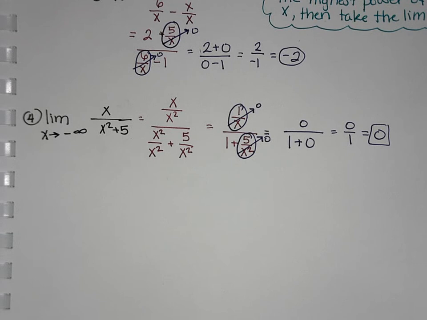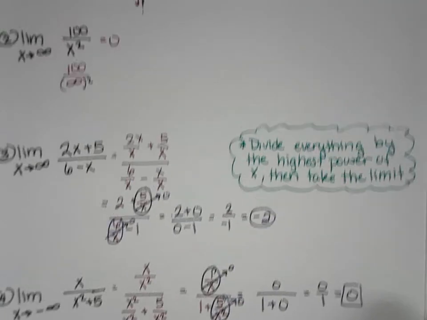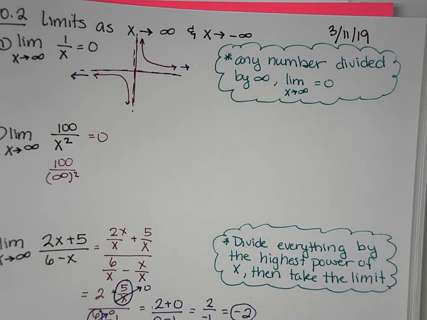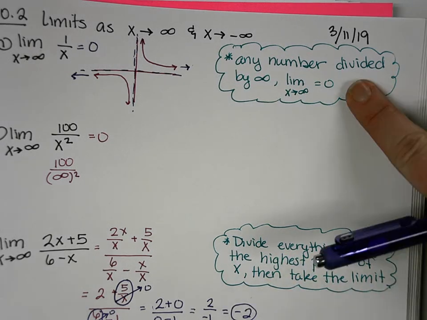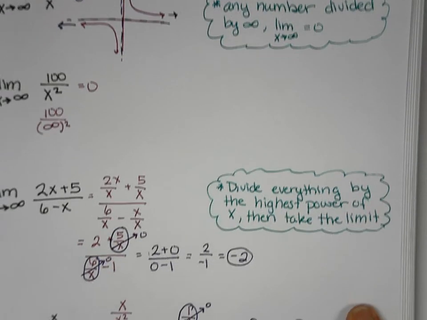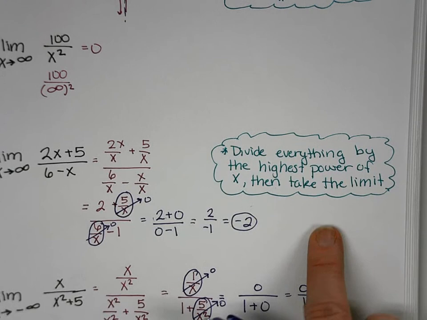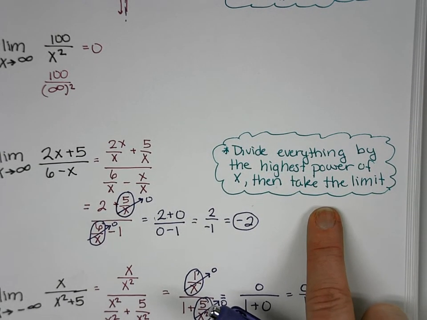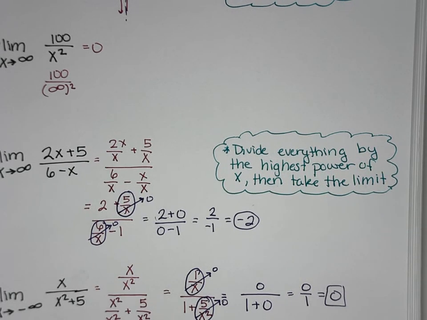So for right now, though, we're just going to stick with these two main ideas, that anytime we have a number divided by infinity, our limit will equal 0. And we're using that to help us find limits. So we're going to divide everything by the highest power of x to help us get that 0 and that x in the denominator, so that we get our limit of 1 over infinity to make it 0.